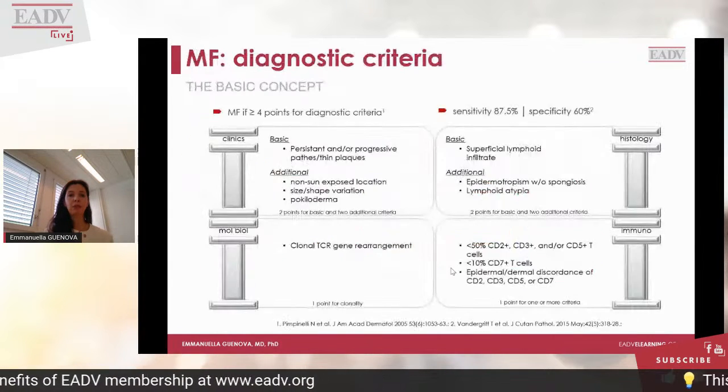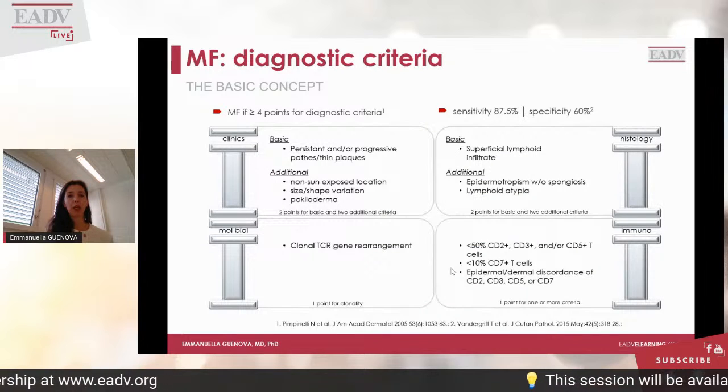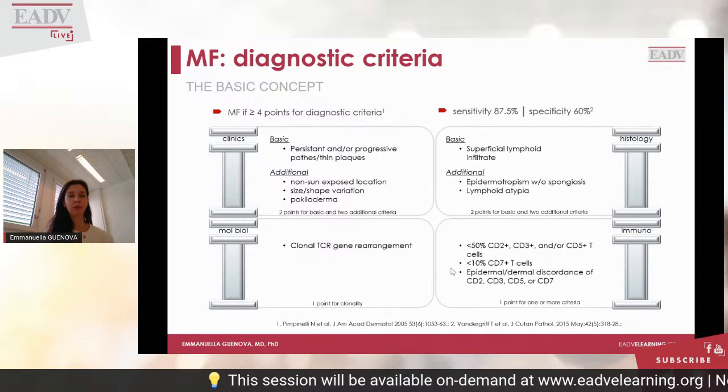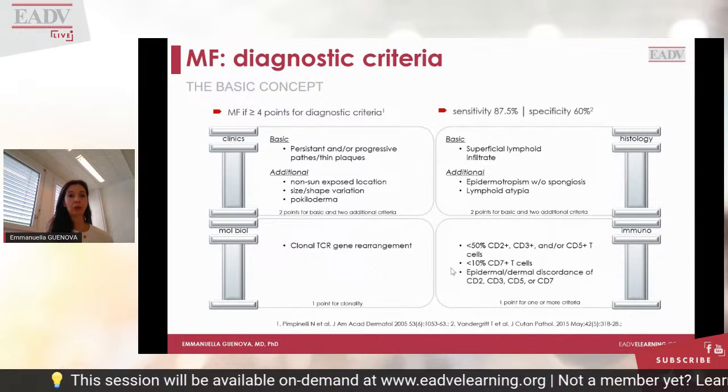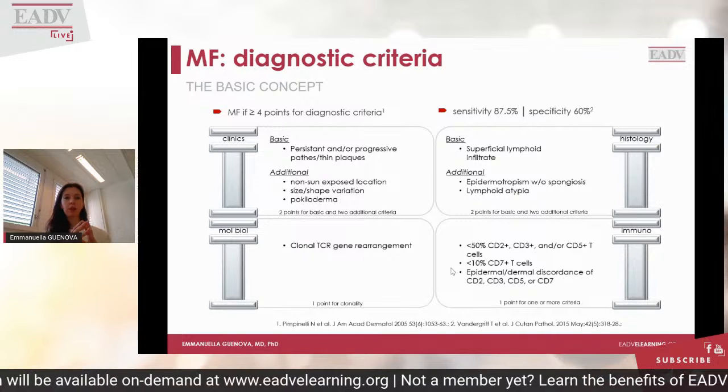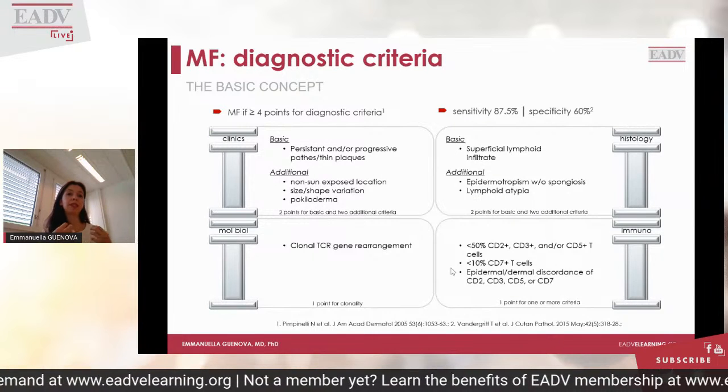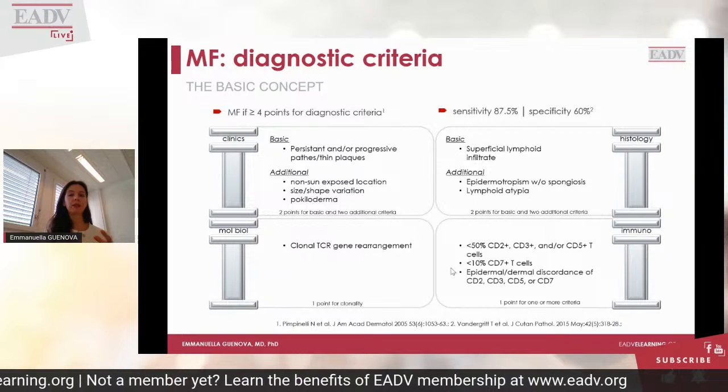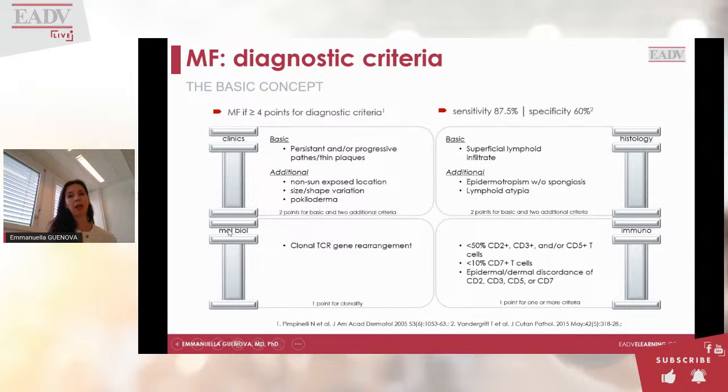And in line with this, I would like to remind you of the current basic diagnostic concept for mycosis fungoides and the existing diagnostic criteria. So mycosis fungoides is primarily in the early stages a skin-limited disease. That means we strongly rely on clinical appearance, which will give you 2 points for classical clinical appearance, like patches or plaques in non-exposed location with typical shape and size, maybe poikiloderma, and persistent and even progressive.